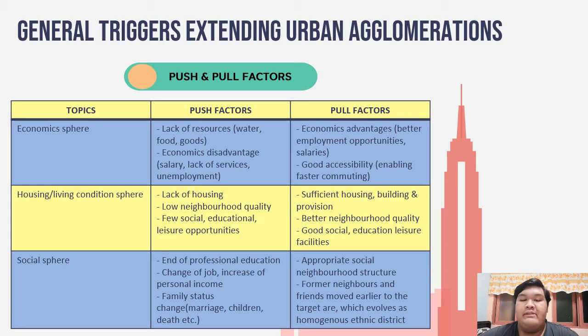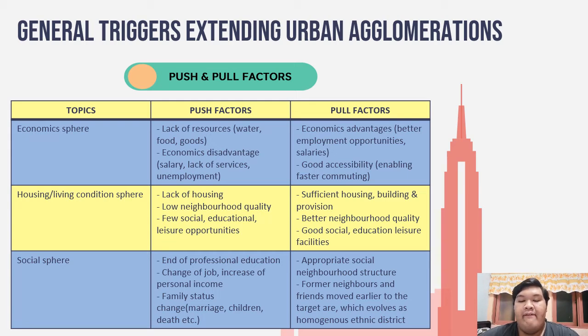Third is the social sphere. Push factors: end of professional education, change of job, increase of personal income, family status change like marriage, children, death, and others. Pull factor: appropriate social neighborhood structure.